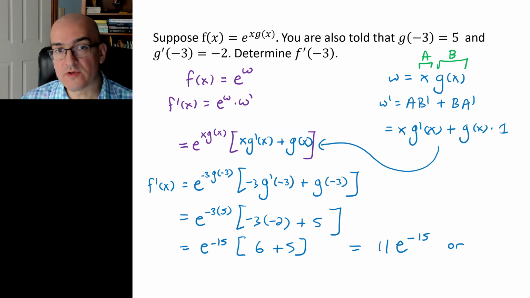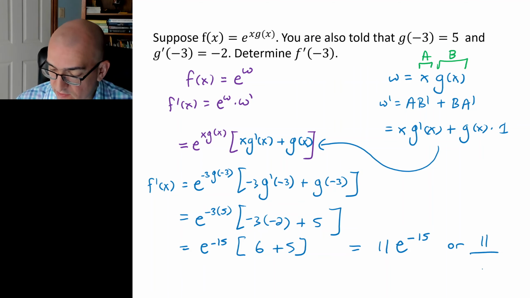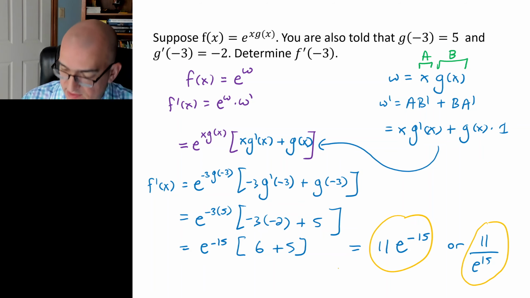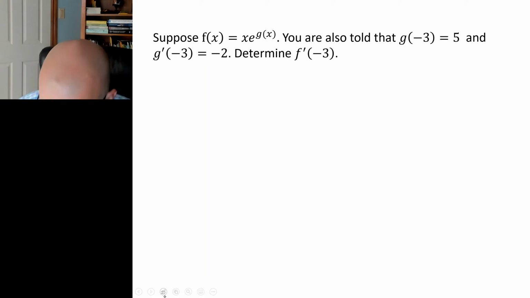Or, using some laws of exponents, we can write the negative power as a positive power in the denominator, 11 over e to the positive 15. So I'll circle both of them as good answers. They're both acceptable. Next question.